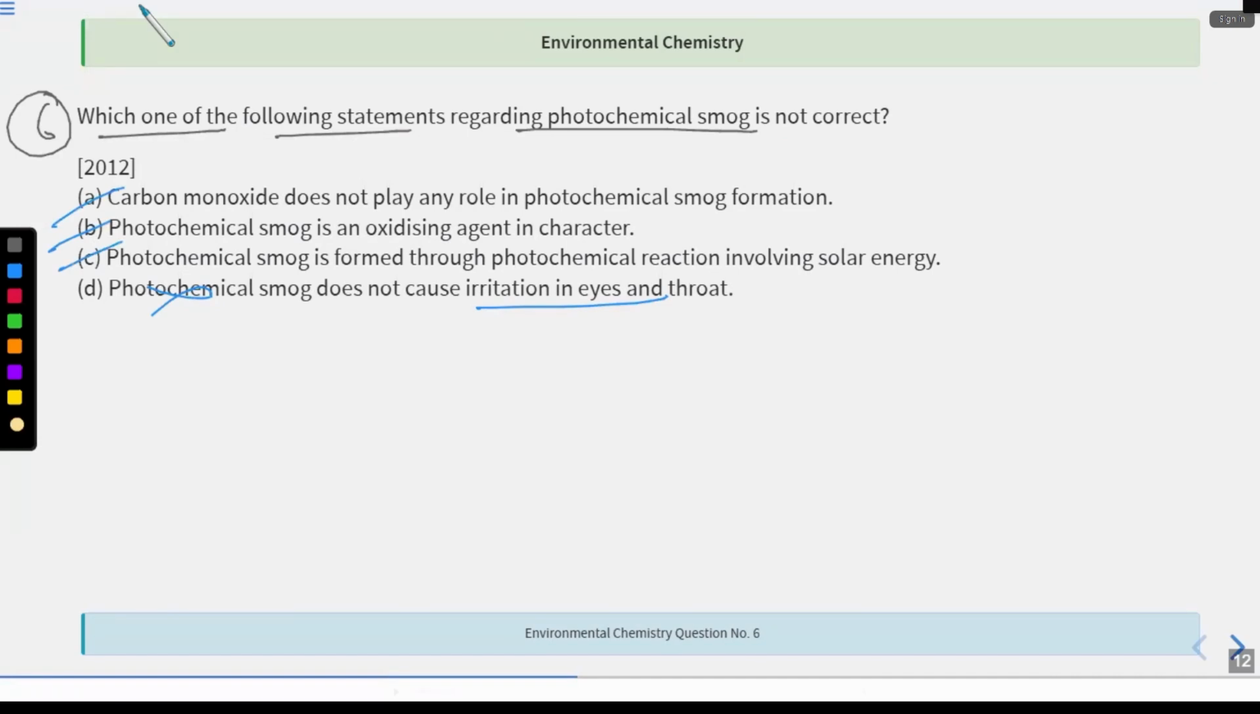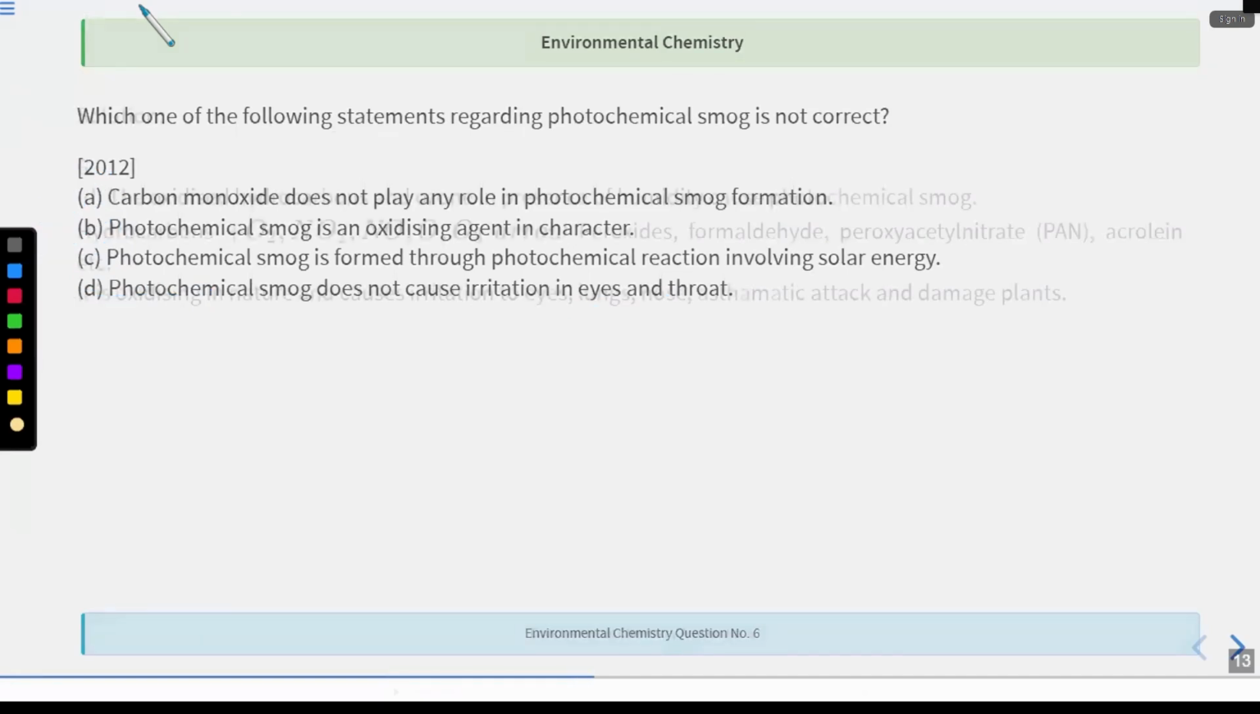Option number A is also not that much correct because oxides are involved, but we need to take that option which is mostly appropriate. So option number D is absolutely wrong because of course smoke causes irritation in eyes and throat. Option number A, B, and C are correct options. So this was again an easy one. If you know about photochemical smoke, then you can easily do it.